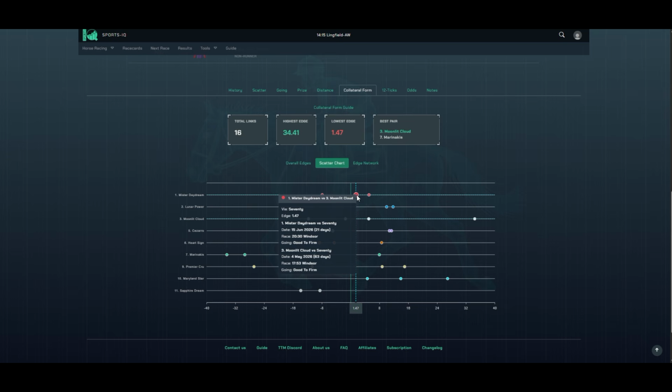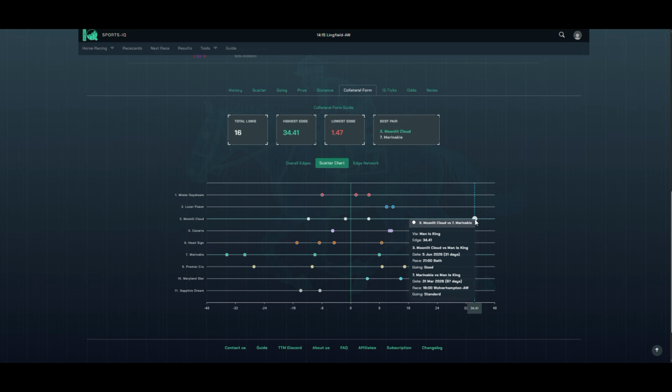A link built through one shared horse at different times is naturally weaker than a signal that is a genuine head-to-head. The tool is essentially telling you there's something here, but treat it as a mild lean, not a strong conclusion. Compare that to the strongest link in the field, Moonlit Cloud versus Marinakis, the edge of 34.41. That's the best pair flagged at the top of the page.